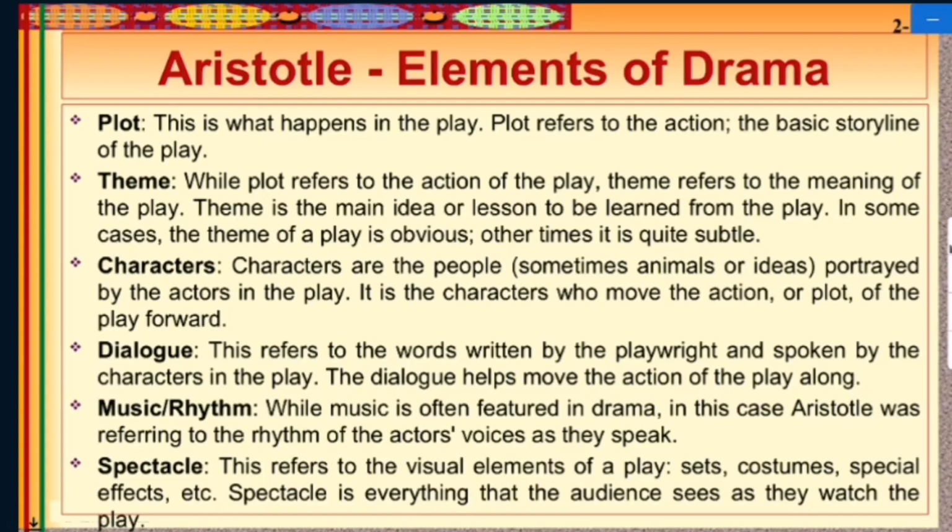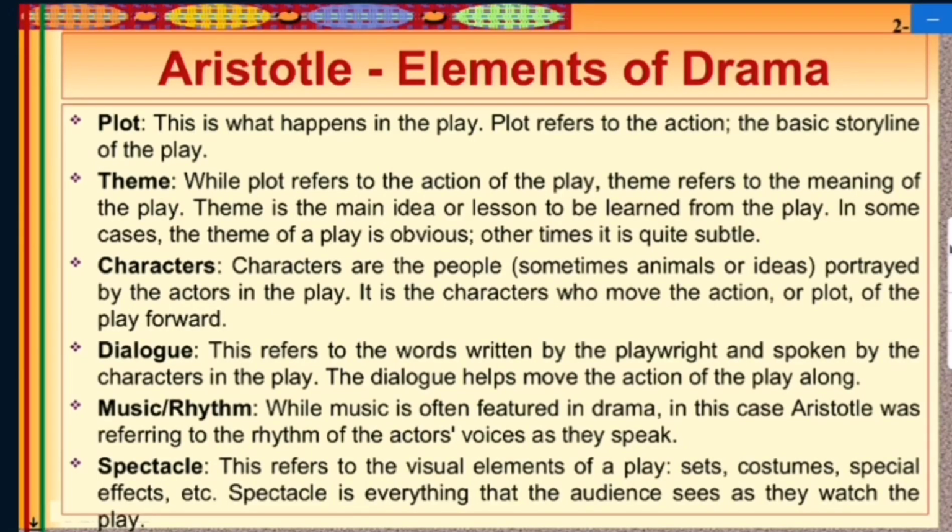Plot is what happens in the play. Plot refers to the actions, the basic storyline of the play. The second one is theme. While plot refers to the action of the play, theme refers to the meaning of the play. Theme is the main idea or lesson to be learned from the play. In some cases the theme of a play is obvious. Themes may be on a sad mood or on a happy mood.